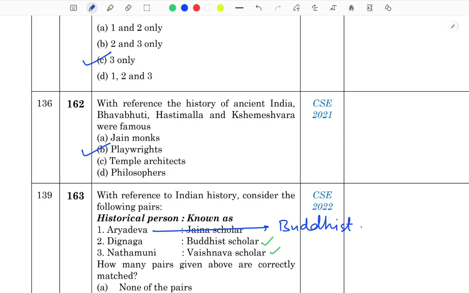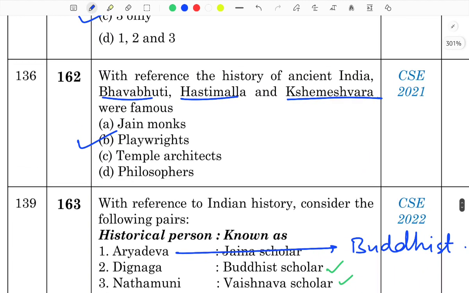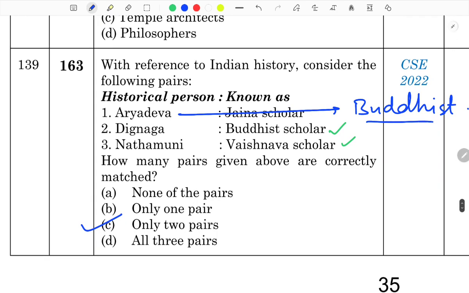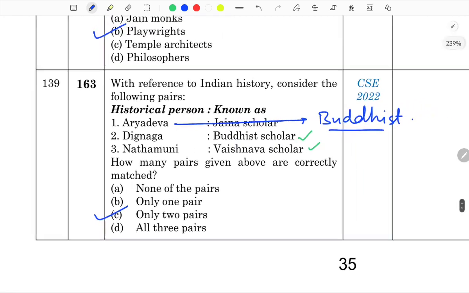Now this is the emerging pattern, giving you 3 names and asking what they were, what their location or site was. This is also an emerging pattern. With reference to the history of ancient India, Bhavabhuti, Hastimalla and Shimeshwara were famous playwrights. Historical persons known as Aryadeva was a Buddhist scholar, not a Jain one. Dignaga, yes, a Buddhist scholar. Nathamuni, a Vaishnava scholar.